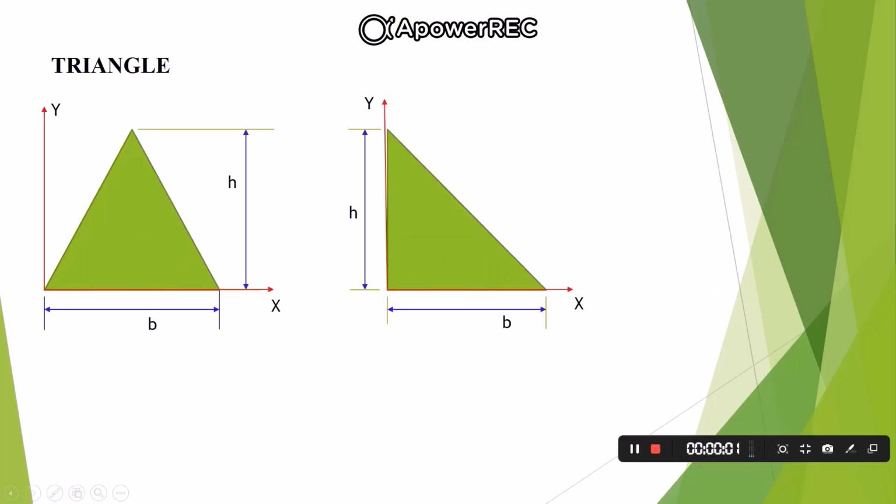Now let us take the triangular section. So how to locate the centroid of a triangular section? Here I am considering two types of triangle. Let us take the first one.